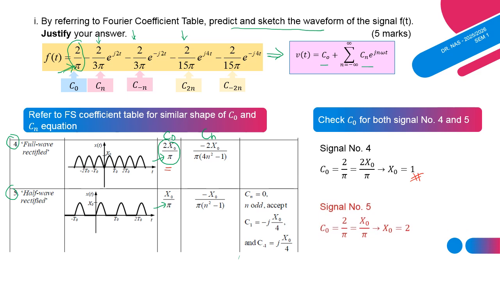If you choose signal number 5, again C0 equals 2 over pi. The equation shown for signal number 5 is x0 over pi. So from here you get x0 equal to 2. But still you don't know which one is your actual signal.